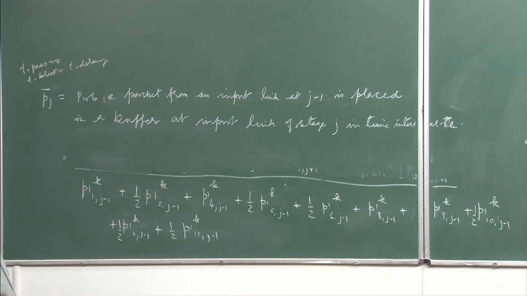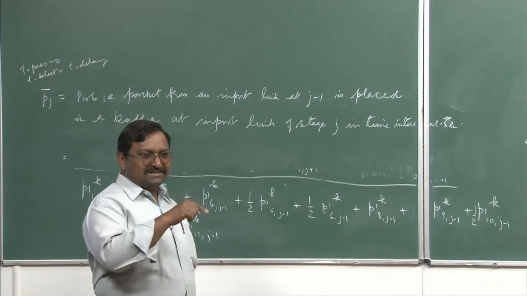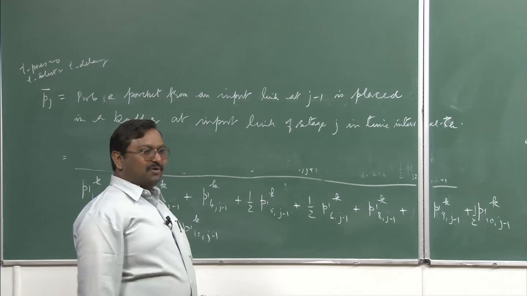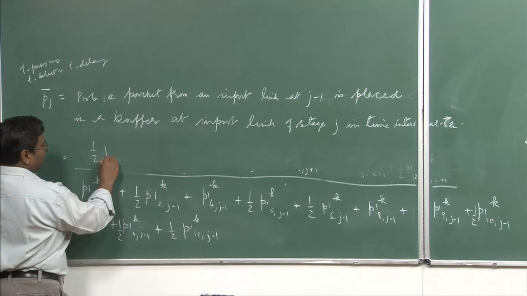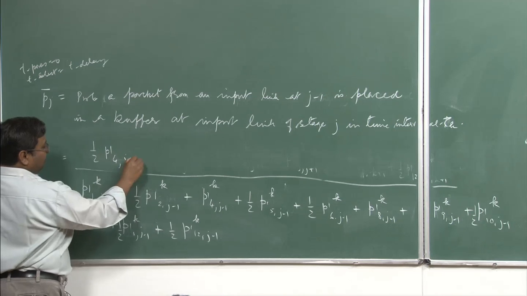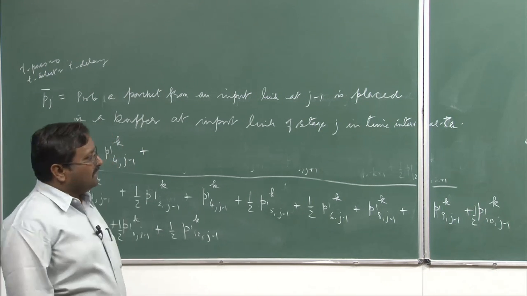State 4, yes. If the switch at J minus 1 is in state 4, after step 1 in step 2 packet will transition. So this will contribute to PJ bar. So that has to be listed, but this will be happening with half probability, because your switch can be connected to any one of the outgoing. Okay. So it will be half of P14 J minus 1 K.